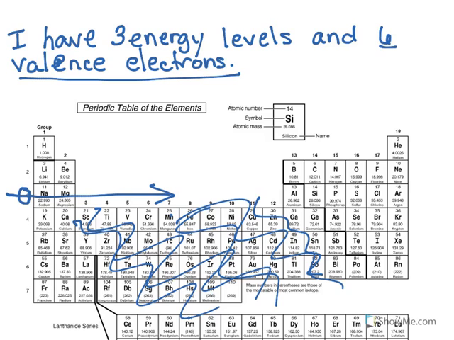Now, if I'm going to come down this group, and I'm going to come across, I'm going to find that sulfur is the one that is found with 3 energy levels and 6 valence electrons. So sulfur would be my answer.